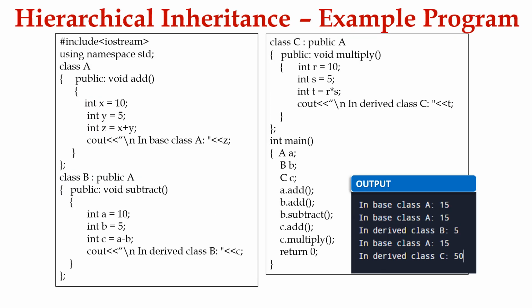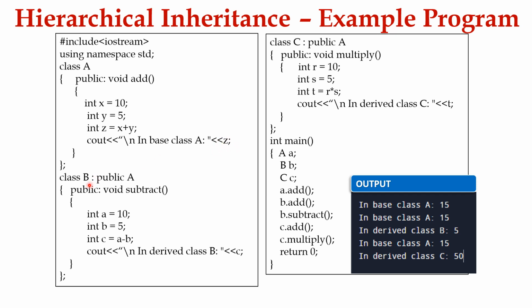Let's have an example program for hierarchical inheritance. Here we have defined the class definition for class A. Class A defines the member function add, where we have declared the variable x of integer data type and assigned with value 10, variable y of integer data type and assigned with value 5, variable z of integer data type and assigned with the expression x plus y. Using the cout statement, we have displayed the value of the variable z to the user.